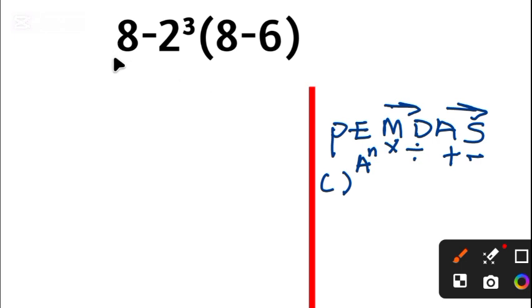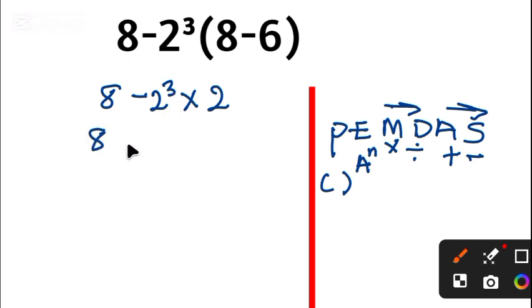Now, looking at this equation, we can see that we have the parentheses here, so we are going to solve this first. 8 minus 6 will give us what? 2. So that gives us a new equation, which is 8 minus 2 to the power of 3. There's multiplication here, and then the 2, which is from 8 minus 6. The next we are going to work is the exponent according to order of operation. 2 to the power of 3 is 8.